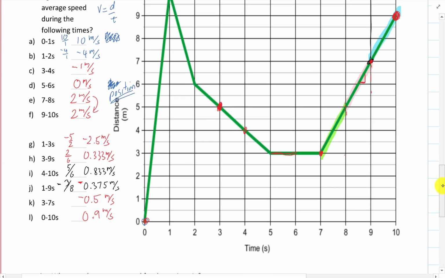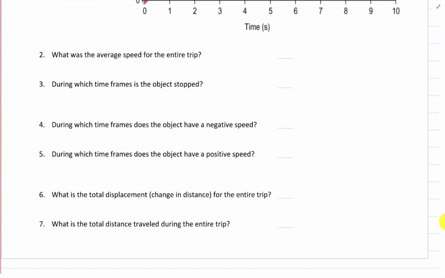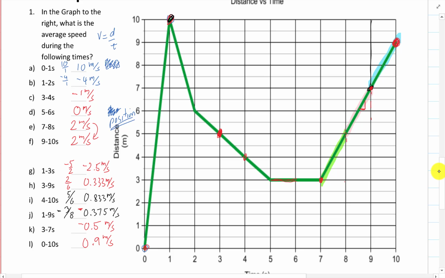Now there's some good questions down below. If you're just on the internet and don't have the worksheet, just take a quick snapshot of those pictures and come back to this time frame at 6:50 into the video. And here are the questions. What was the average speed for the whole trip? Well, the entire trip took 10 seconds. The average speed is this answer.